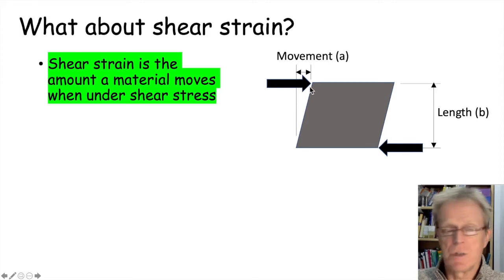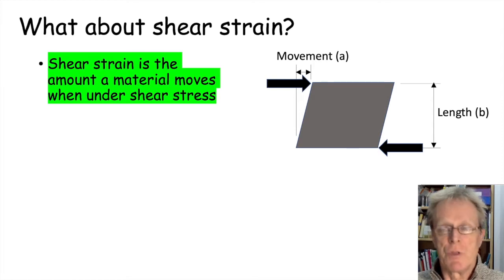You get a tiny bit of movement here, and the length you're interested in is normally, in this case, the thickness of the piece of material. But as with direct strain, the numbers you're talking about are usually very small. It's very hard to see shear strain on a piece of metal, for example. You do need accurate measuring equipment to measure it. You can't see it with the naked eye.